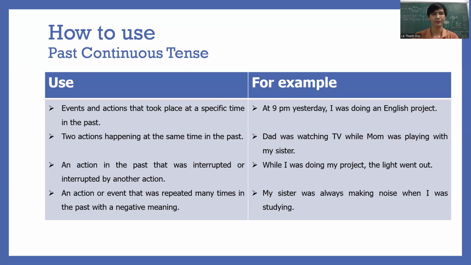And finally, the past continuous tense is used to describe an action or event that was repeated many times in the past with a negative meaning. Remember, negative meaning. For example, my sister was always making noise when I was studying. Yeah, making noise when someone is studying is a negative action.